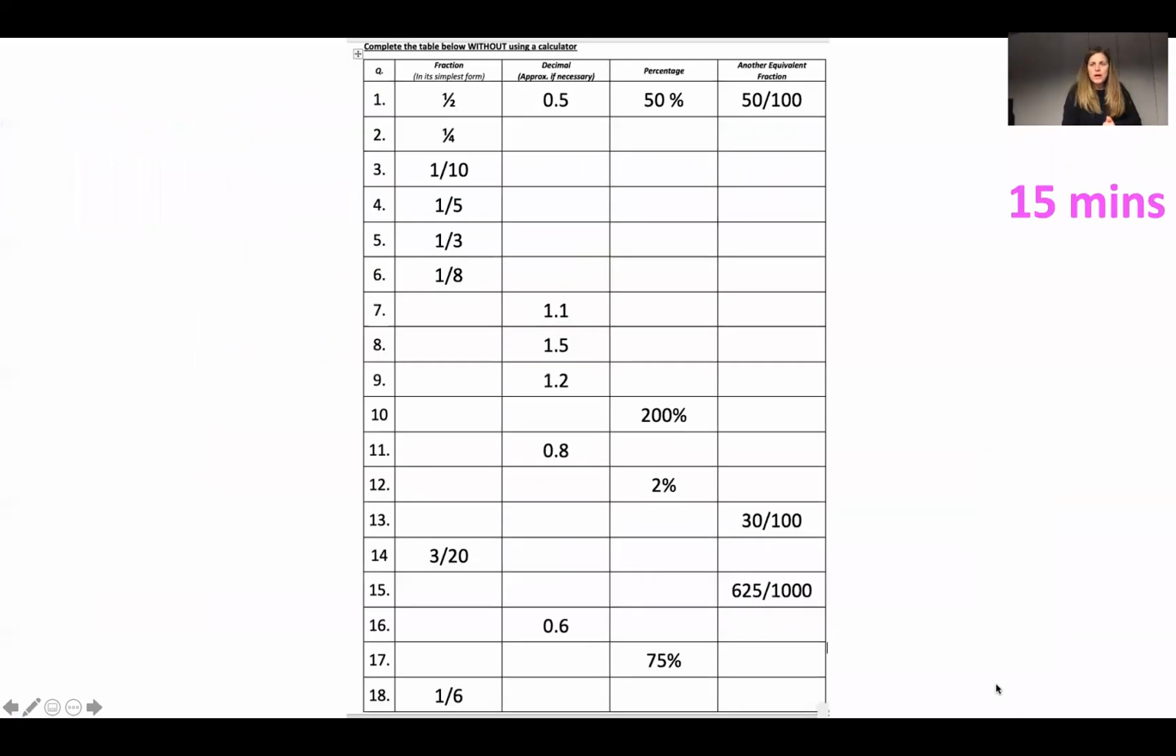Okay, so you now have a 15-minute challenge. Now I've done quite a few of those for you. I think I was really rather kind, but you're going to fill in all of those gaps. Okay, fraction, a decimal, a percentage, and another equivalent fraction. Now, I'm not always going to give you the fraction. Sometimes you've got the decimal to start with. Sometimes you've got the percentage. So 15 minutes. Good luck. Off you go.